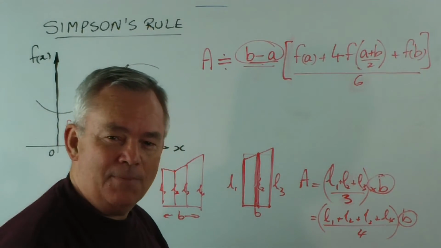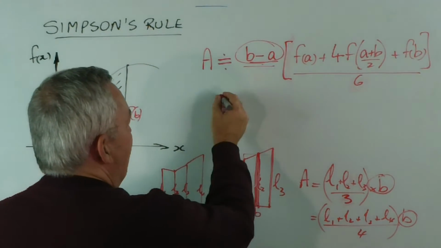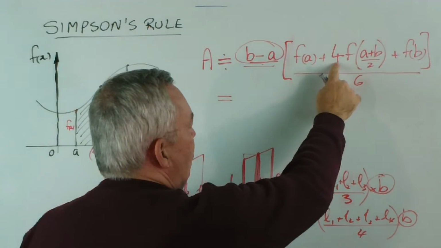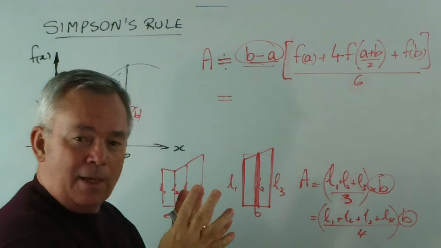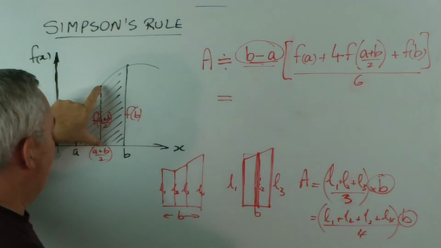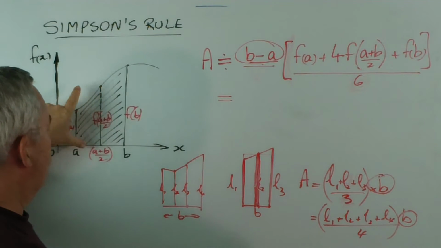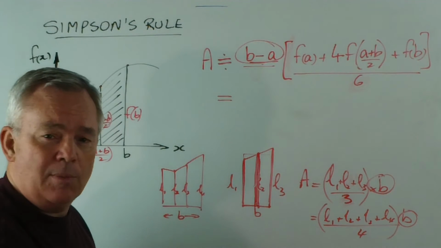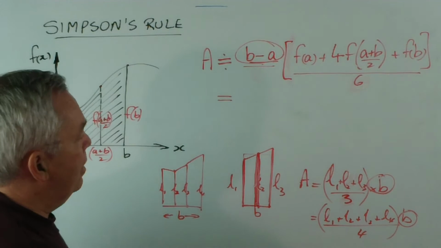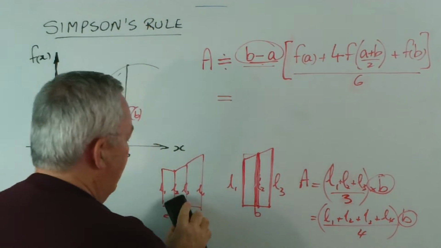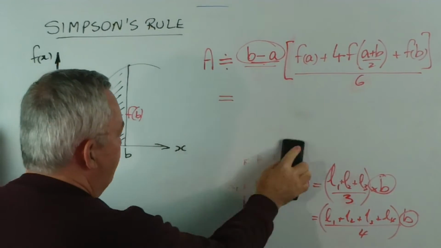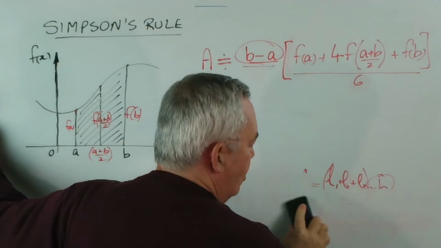Does that make sense? The reason there's a 4 here has to do with there being a parabola, and it just turns out that this middle value is 4 times as important as either of these side values for approximating the area. Now, if you understand that, you can actually have some fun.